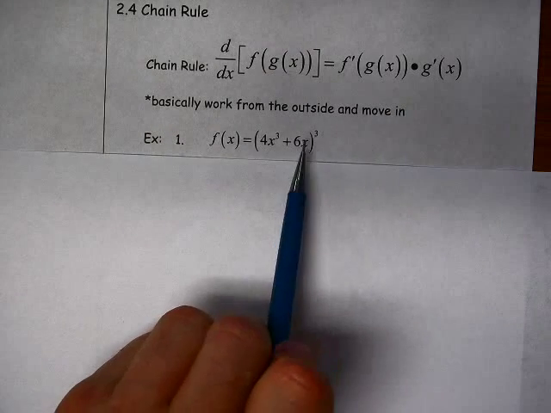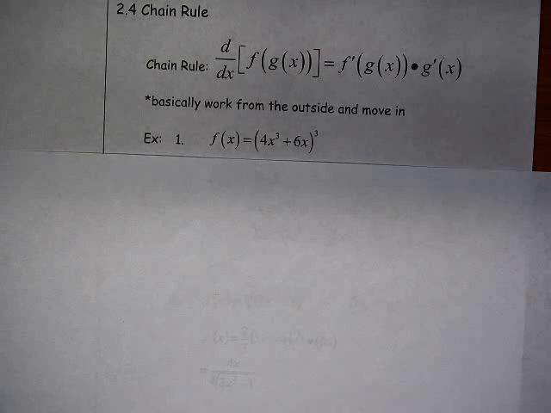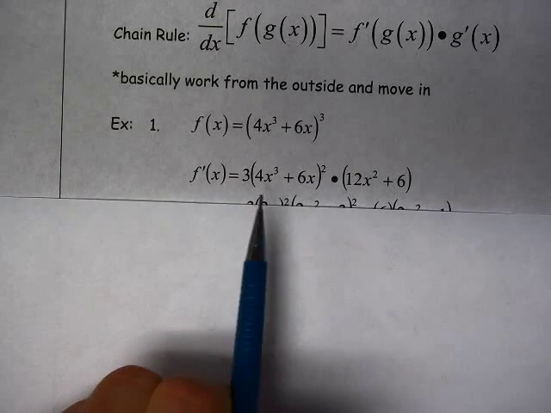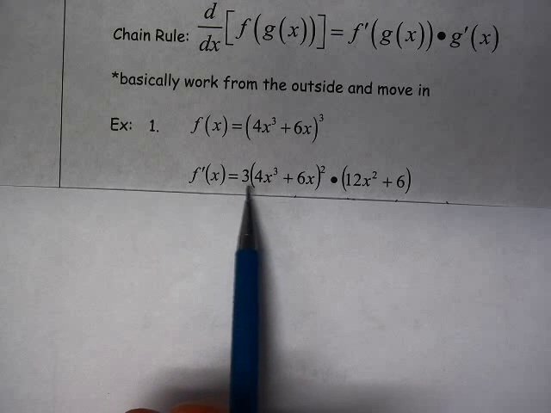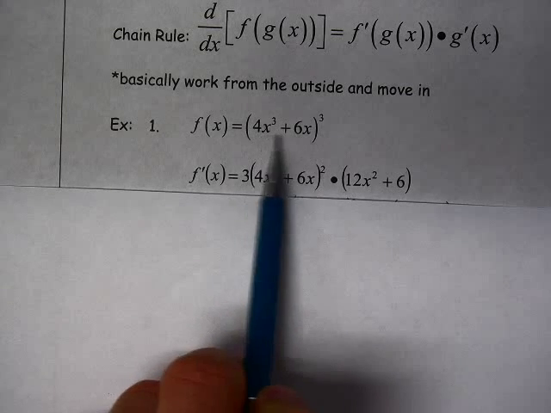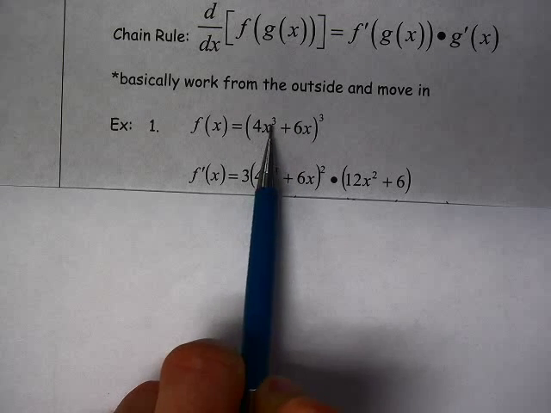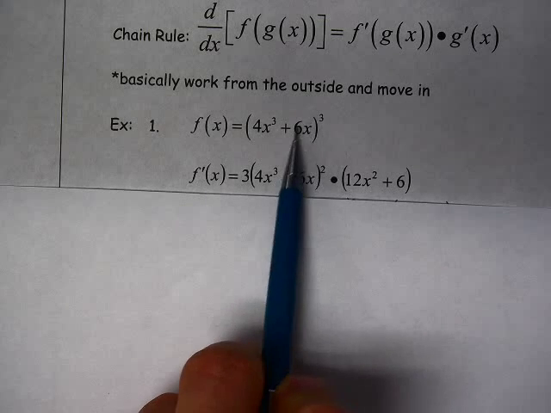So I'm going to take the derivative of this outer part, which is something cubed. So we're going to use the power rule on that. So we go, okay, well that's going to be 3 times that same quantity squared. That's the power rule. Times the derivative of the inner part here. We're going to use the power rule here as well. We get 3 times 4 is 12x squared plus 6.